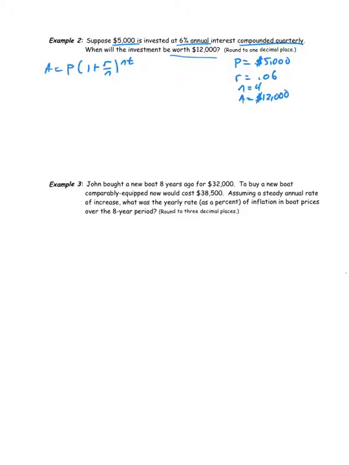I'm going to substitute these values into our equation. So we're going to have 12,000 is equal to 5,000 times (1 plus 0.06 over 4) to the 4t. And now we're going to start isolating the exponential. So I'm going to divide both sides of the equation by 5,000. So 12,000 over 5,000, I can write that as 12 fifths, is equal to (1 plus 0.06 over 4) to the 4t. I can simplify if I wanted to 1 plus 0.06 divided by 4.